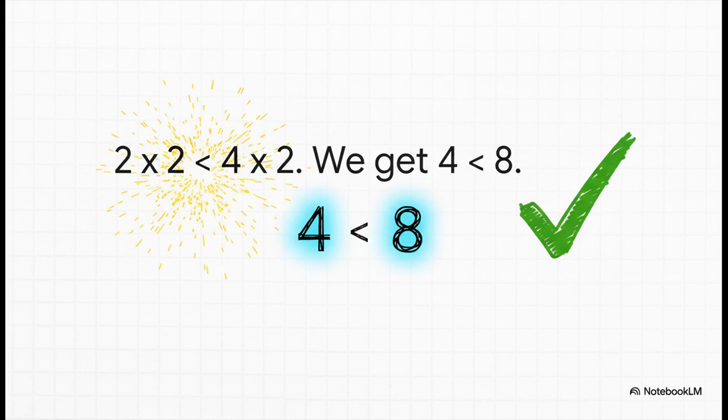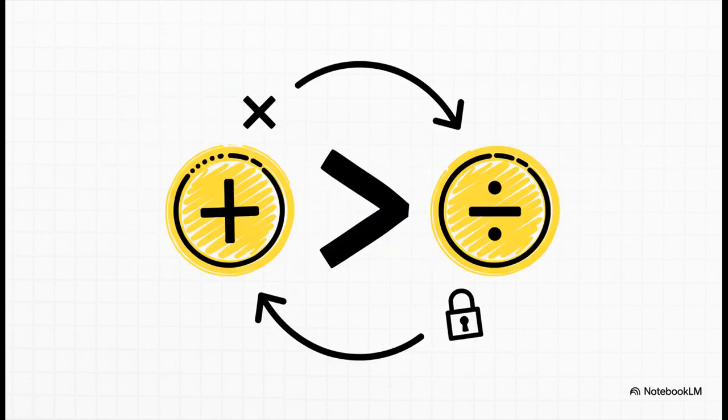On the left, 2 times 2 is 4. On the right, 4 times 2 is 8. So now we have 4 is less than 8. Is that true? Yep, it's still true. The sign stayed exactly the same again. And would you look at that? We've got our second rule. When you multiply or divide both sides by a positive number, the sign stays the same.